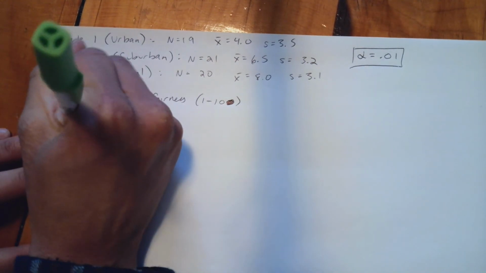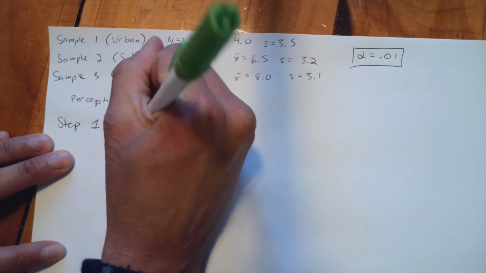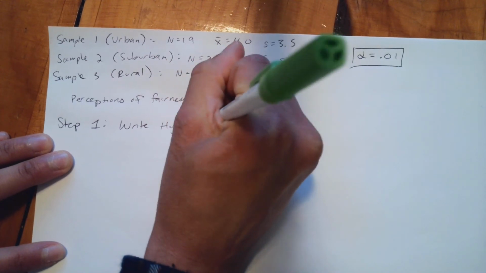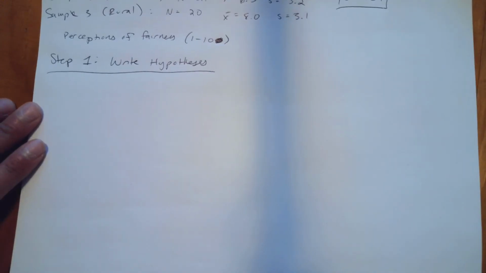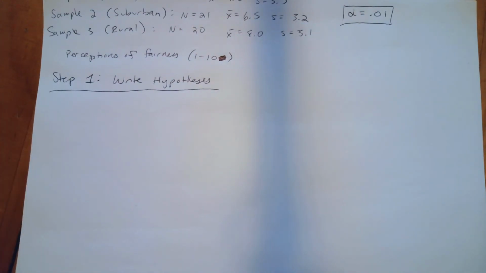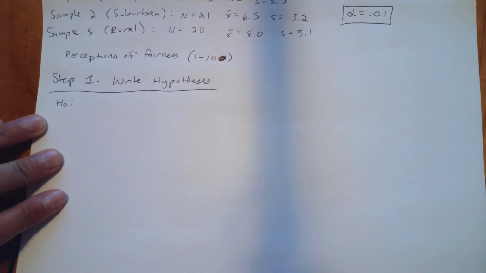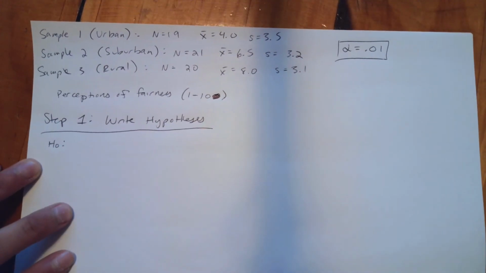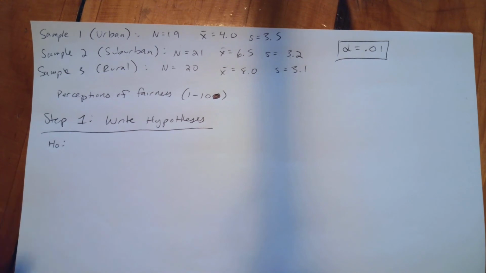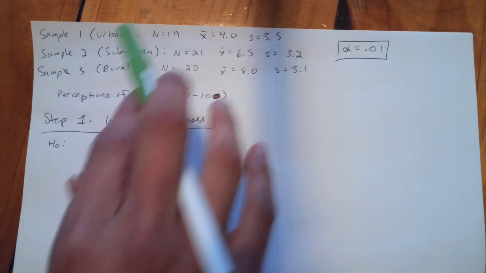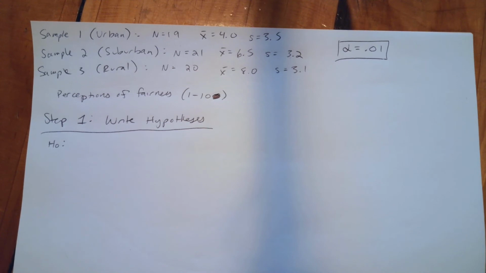Alright, so step 1 in hypothesis testing, as usual, is going to be to write hypotheses. So, as I said before, when you do an analysis of variance test, the hypotheses are going to be the same each time. And you can word them differently depending on what your samples are. But your null hypothesis is always going to be that the population means are the same for each of the different populations that you're interested in. So here we're interested in perceptions of fairness of the police in urban areas, suburban areas, and rural areas in general. And we're imagining, just for the purposes of this class, that we have a simple random sample from each of these areas that we'd be interested in.